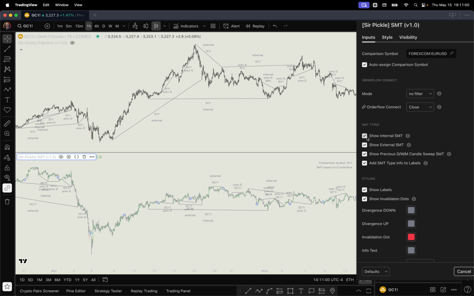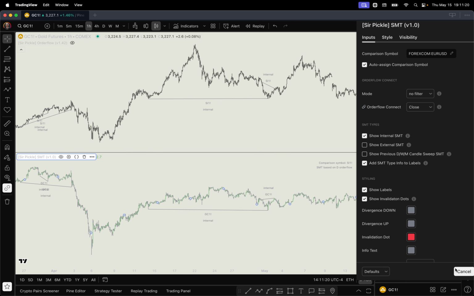So we have added 3 different types that the indicator identifies. They are explained here in the tooltip. Let's start with the first one, and the first one is internal SMT. This is SMT after an IRL or an FVG was mitigated on the aligned higher time frame.